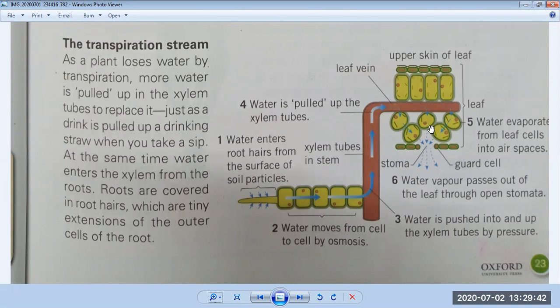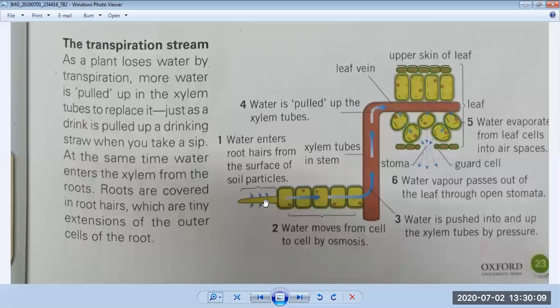After that, what will happen? Now come to the sixth one. Water vapor passes out of the leaf through stomata. So ultimately, what will happen? Definitely, when the water reaches the leaf, some water will be used by the leaf for making food, and the extra water will be extracted, will go out from the body of a plant. And you can also see the upper skin of the leaf. Here it is shown by a diagram. So this is called the transpiration stream.